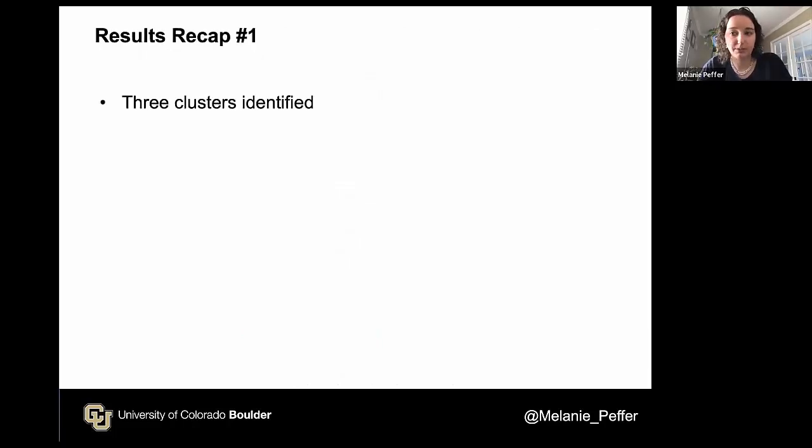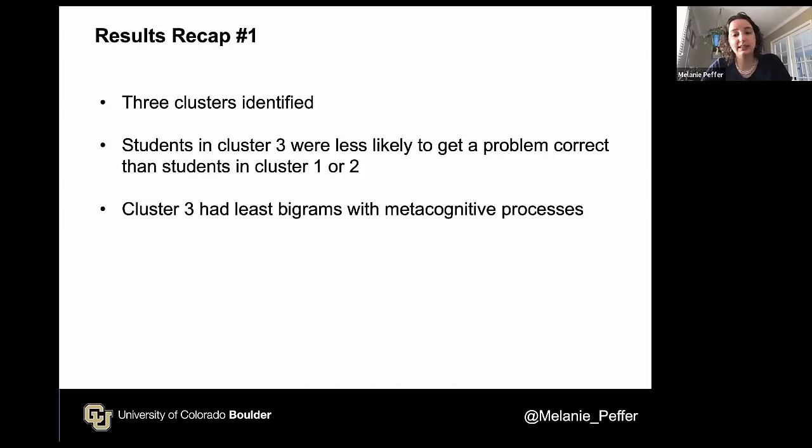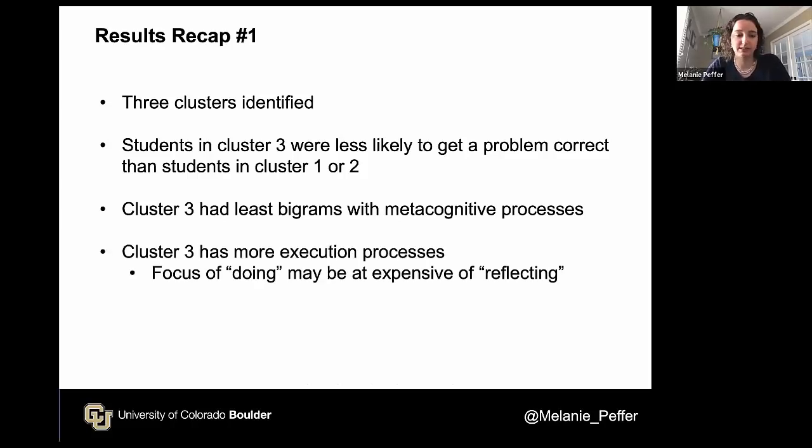So to recap our first set of results, we identified 3 different clusters. Students in cluster 3 were less likely than students in the other 2 clusters to get the problem correct, and they had the least bigrams with metacognitive processes included, but they had a lot of execution processes. So this could mean that there's some kind of focus on doing at the expense of reflecting, and this is something I'll come back to in the discussion section at the end of my talk.